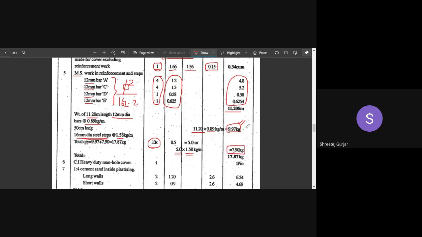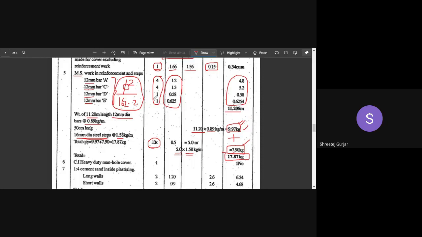This is for RCC and this is for steps. Add both of these and you will get the total quantity of steel required, which is 17.87 kgs. All of this is done for your reinforcement calculation. So you need to remember this formula: multiply the number by the length, and you will get the weight in kgs. So remember these steps.